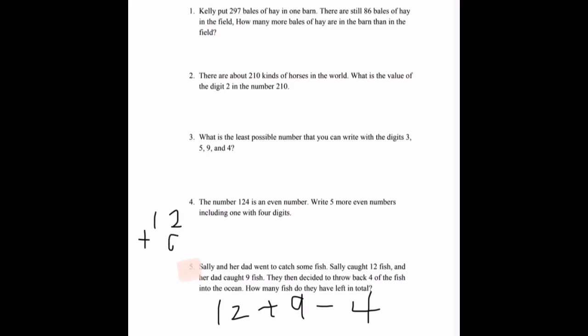12 plus 9. 9 plus 2 is 11. And if you add those, you get 21. And you have to subtract 4 because it says they threw away 4 fish. You're going to borrow, which gives you 11 and a 1. So 11 minus 4 is 7, and you bring down the 1. So they have 17 fish in total.